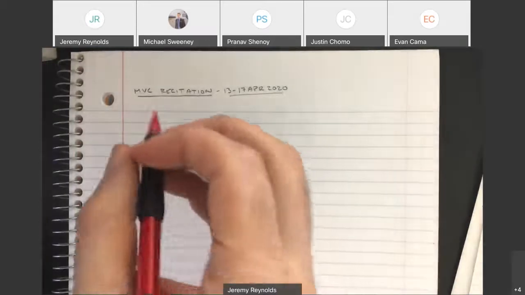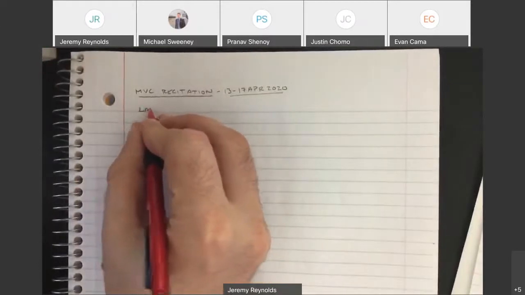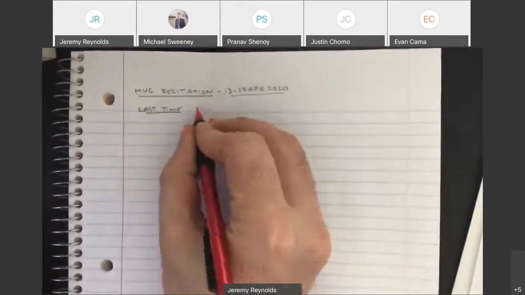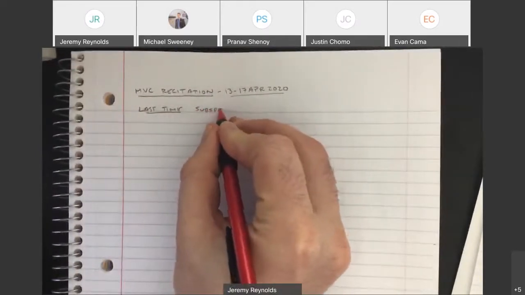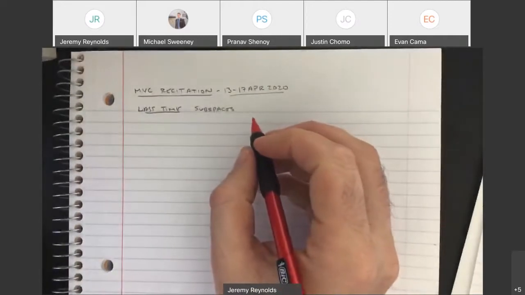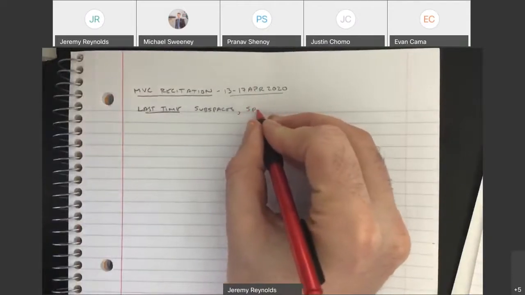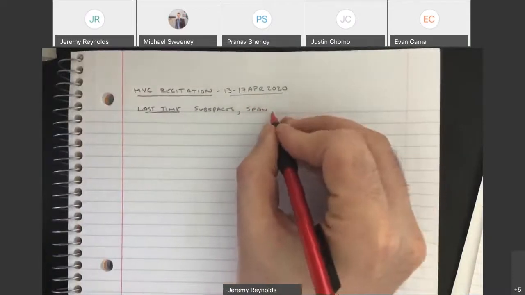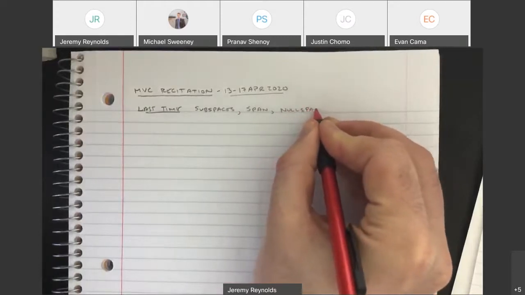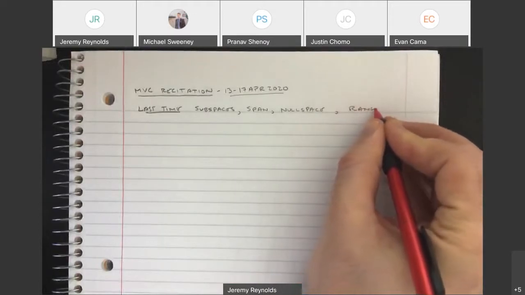Okay, so last time we went over a few things. So just a quick reminder. We went over subspaces. Remember, those were subsets that follow certain rules. We went over what a span is. We went over null spaces. And we went over ranges.